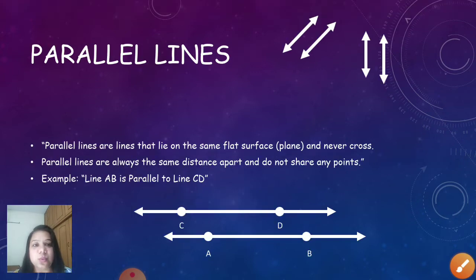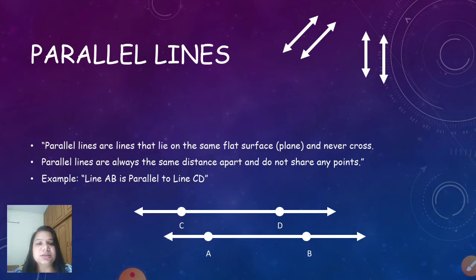Now next is what are the parallel lines. So parallel lines lie on the same flat surface and they never ever cross each other. So this is the main property of the parallel lines, that you can extend it from both sides, but they will never meet each other. So parallel lines are always the same distance apart and they do not share any common point. They do not meet each other at any point, so they do not share any common point.